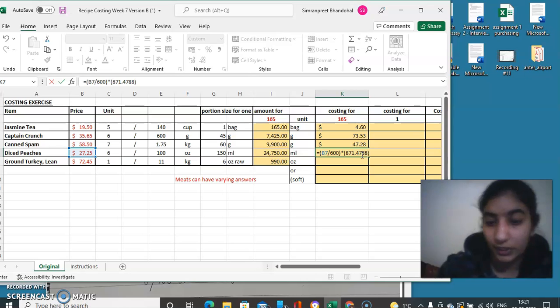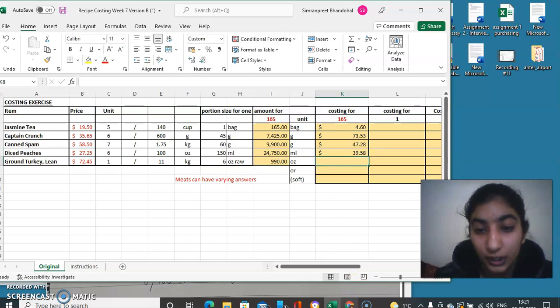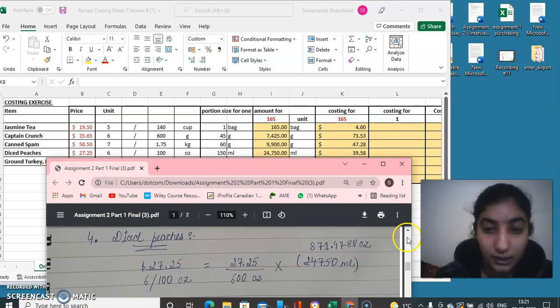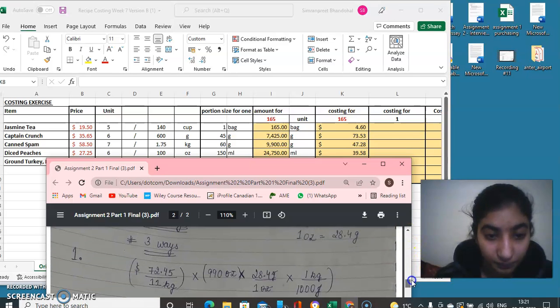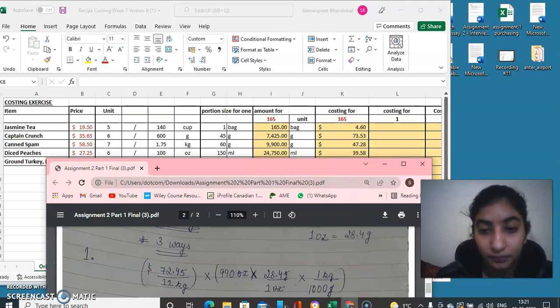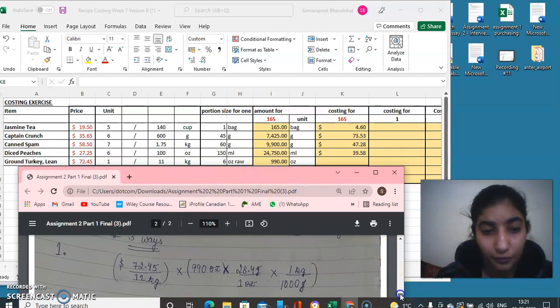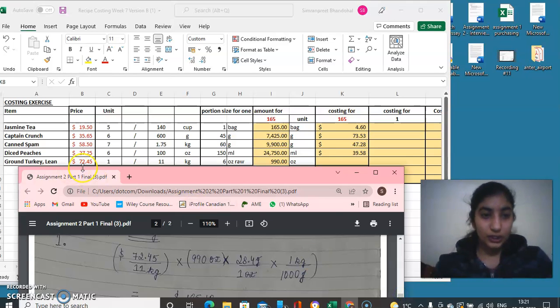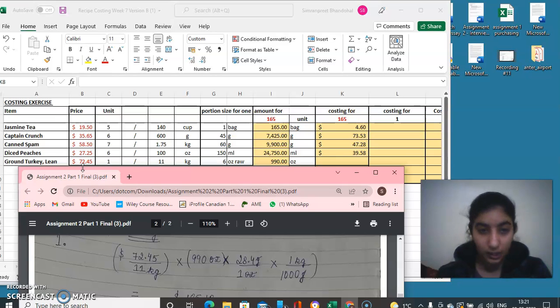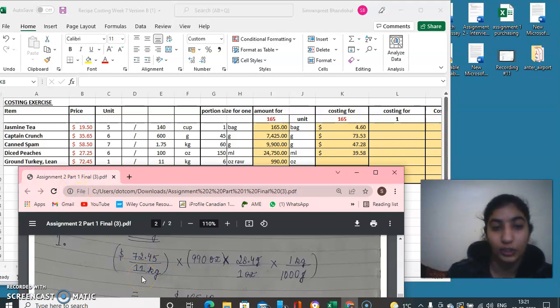Here we cannot do cell referencing, so we will press enter. We got 39.58. The last one is ground turkey lean, but here we will be doing this in 3 ways. The ways are different for the conversion. So we have 72.45, that's price per unit, and we have just 1 unit here, and each is having 11 kilograms. So we'll just write simply 11 kilograms. We don't need to multiply it here with anything.